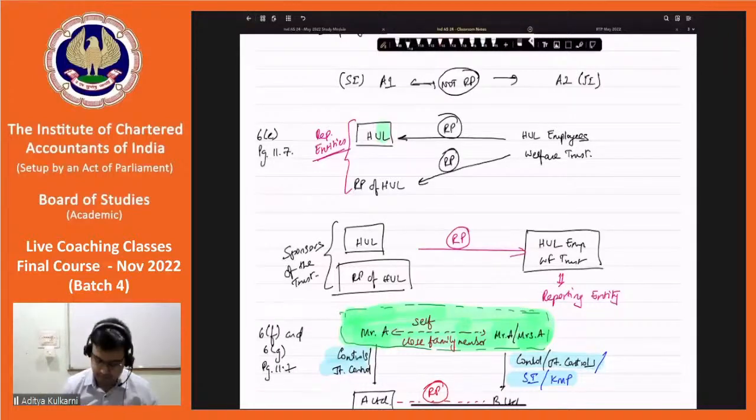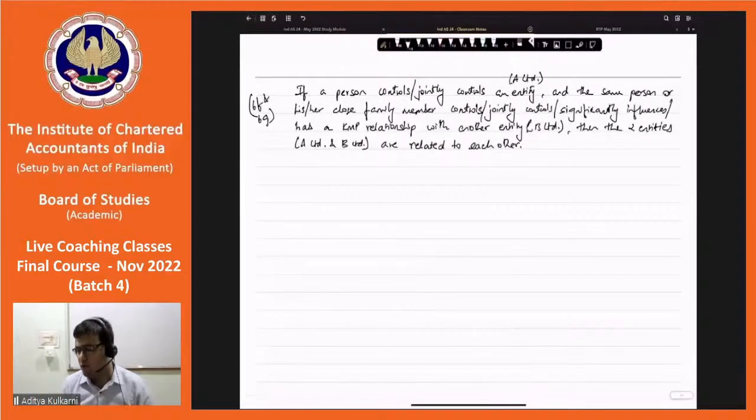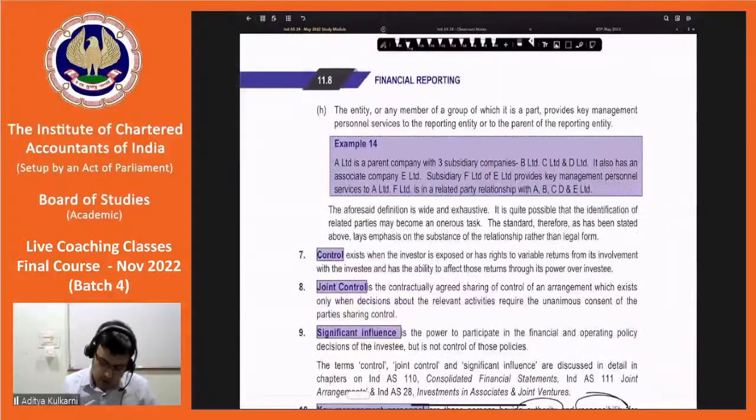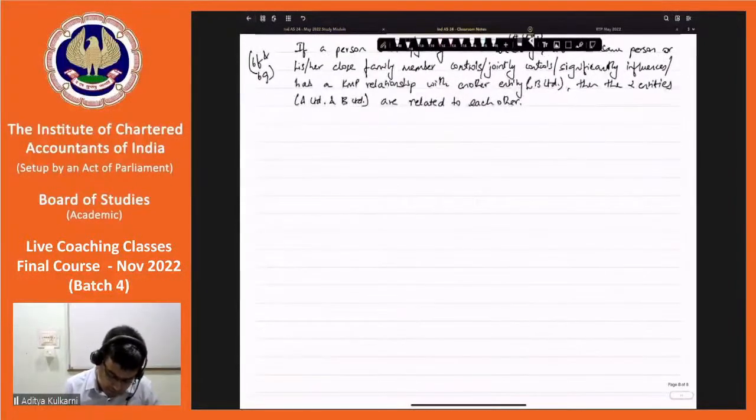Okay, fine. So that is done. I hope you have understood also, Sairam. Yes, I hope you have understood. So 6G is done, F is done. We then move on to 6H.